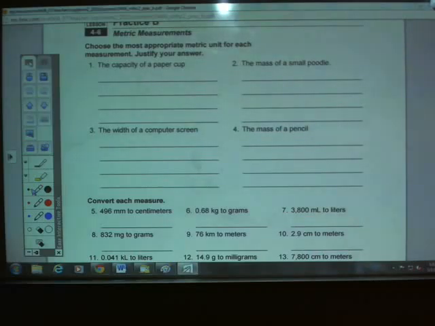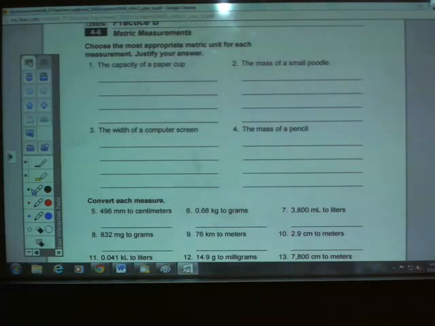Remember, if we're talking about the metric system, we're talking about things that have meter in them, or things that have liter in them, or things that have gram in them. If they don't have one of those three things in it, it's not something we can consider. So if we look at number 1, we're talking about the capacity of a paper cup. Well, if we're talking about capacity, we're talking about liters.